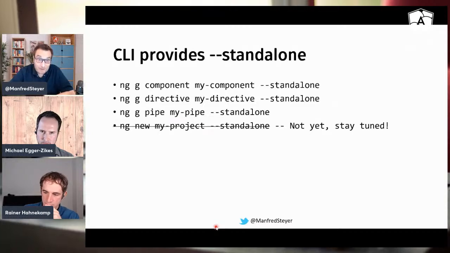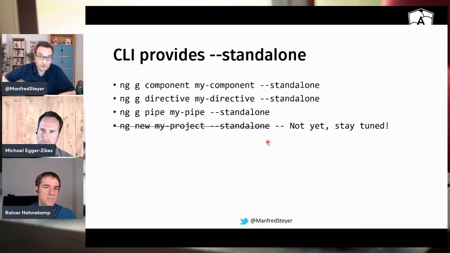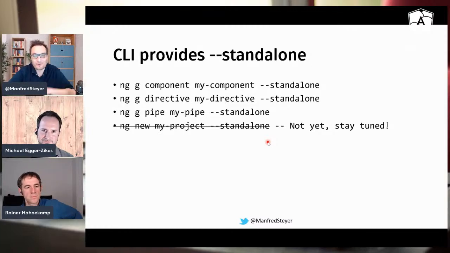By the way, we also have some new flags for the CLI. You can now generate a standalone component with --standalone, and you can do the same with directives and pipes. Something we don't have yet is an ng-new with a standalone option. The Angular team will work on this, but currently this is not possible. If you ng-new a new project nowadays, you will get an app module. Of course, you can delete it. This is what I'm doing quite a lot in the last weeks. And then you can start working with standalone components, but you don't get it by default.